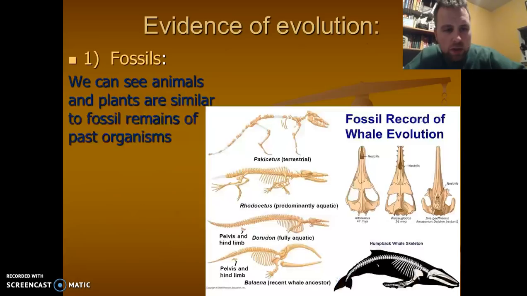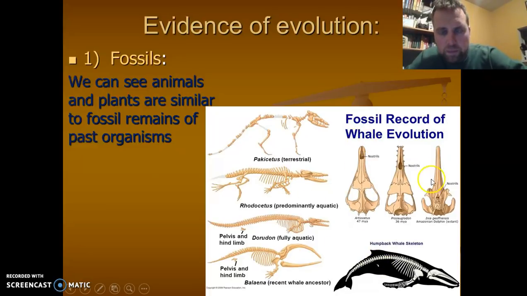Okay, so here we go. The first piece of evidence is fossils. This is the easiest one to think about, ones that we've seen since we were kids. We have bones that we find in the ground, and they look similar to the bones that we have today. So, the definition that we're going to write down says, we can see animals and plants are similar to the fossil remains of past organisms. So as organisms evolve, their bones are going to change a little bit, but there's still a lot of similarities. And here's an example.